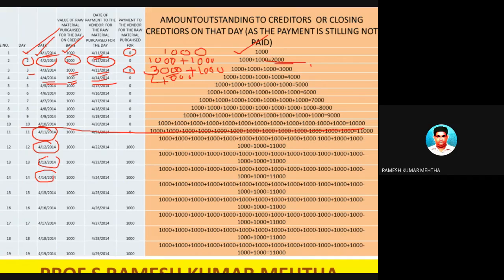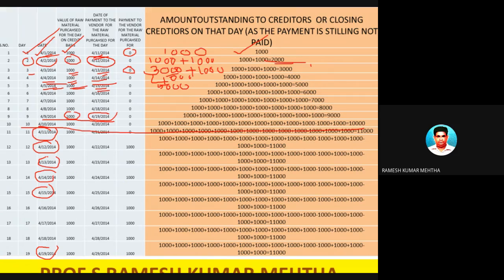On the fifth day, again I purchase raw material worth 1,000 rupees, the payment of which will be done on 15th April. So the total accumulated payment to be made is 5,000 rupees because of purchase of raw material on credit basis from creditors. Now if I go straight to the ninth day, I am purchasing another 1,000 rupees, the payment of which will be made on 19th April.